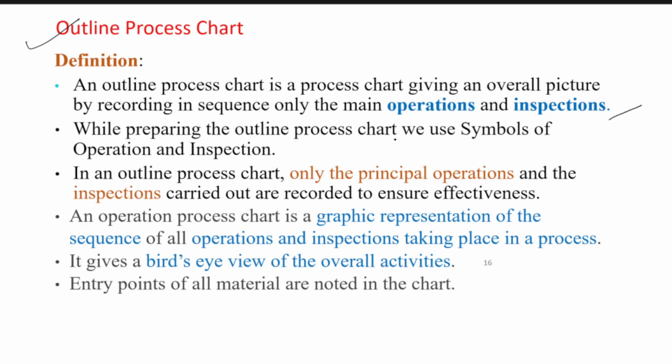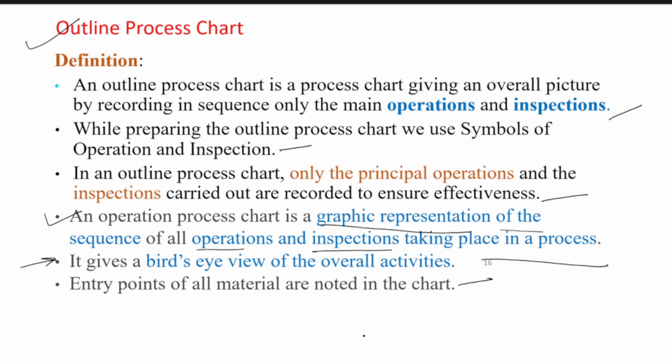While preparing the outline process chart, we use the symbols of operation and inspection. In the outline process chart, only the principal operations and the inspections carried out are recorded to ensure effectiveness. An operation process chart is a graphic representation of the sequence of all the operations and inspections taking place in a process. Now, what does it give? It gives a bird's eye view of all the overall activities. Every point of the material is noted in the chart.